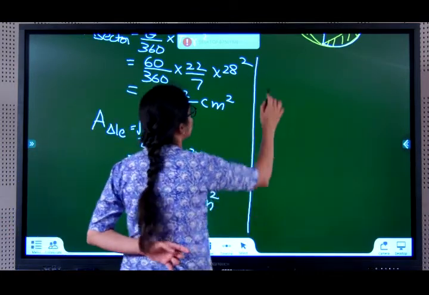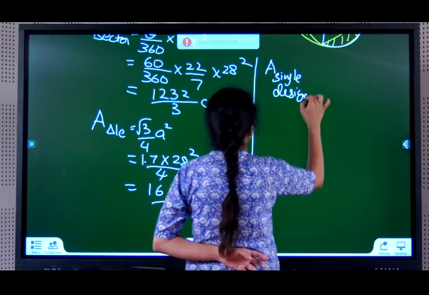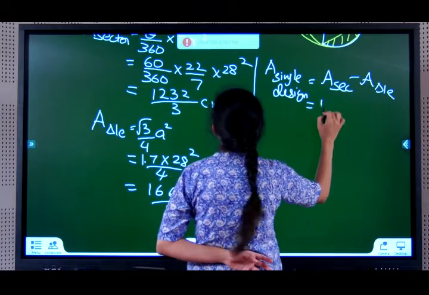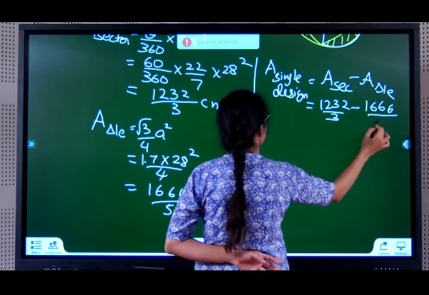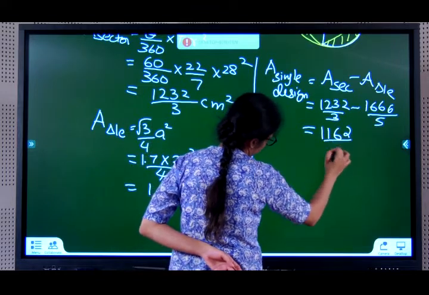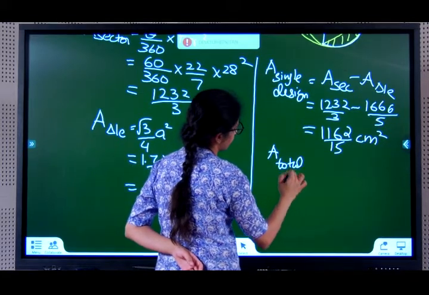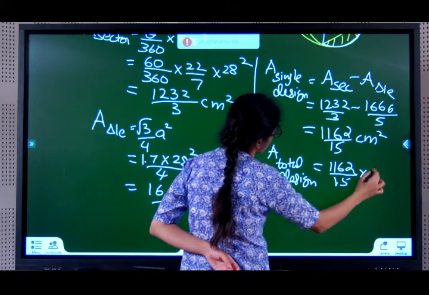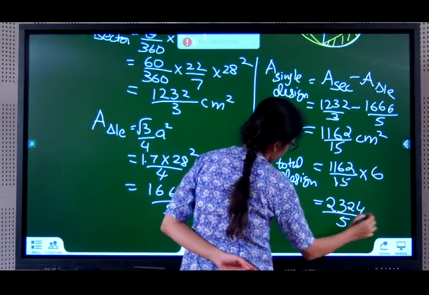Now area of single design is area of sector minus area of triangle. Area of sector 1232 by 3 minus 1666 by 5. We now get 1162 by 15 centimeter square. Area of total design is 1162 by 15 into 6 because there are 6 designs. We get 2324 by 5 centimeter square.